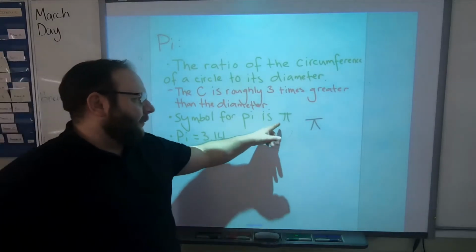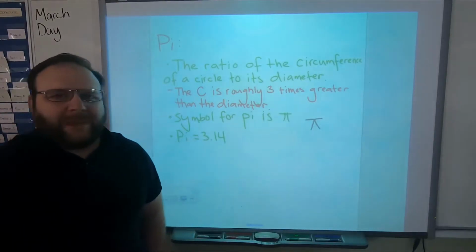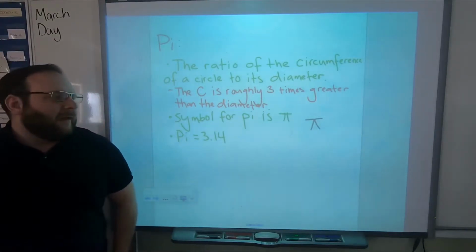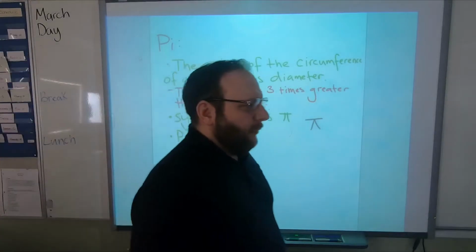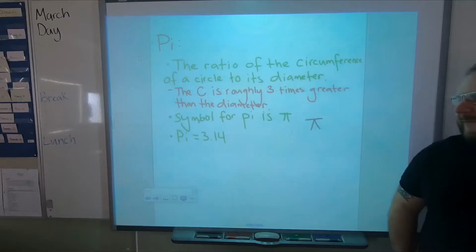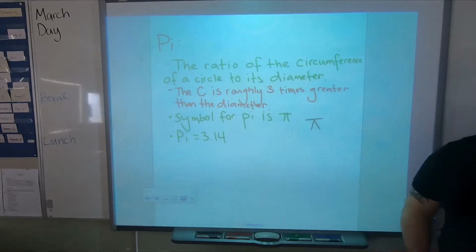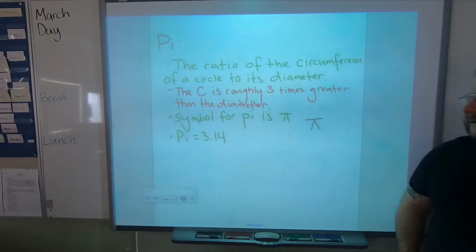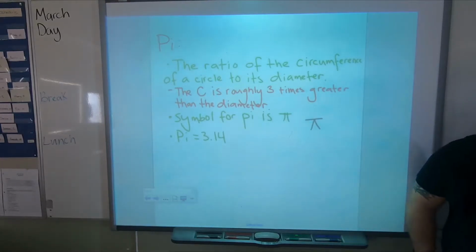So you're going to see this symbol a lot over the next few weeks in a lot of the lessons that we're doing. And all that symbol is, it represents the number 3.14. It's what we call a variable. Or sorry, it's not a variable. It's what we call a constant. It's a symbol that represents a number. 3.14.